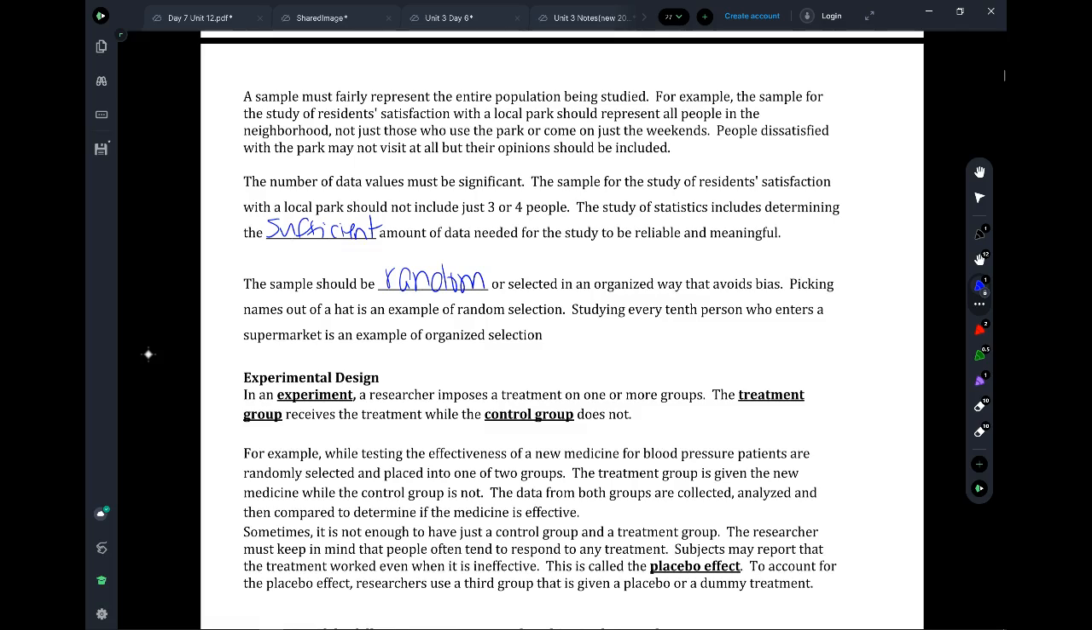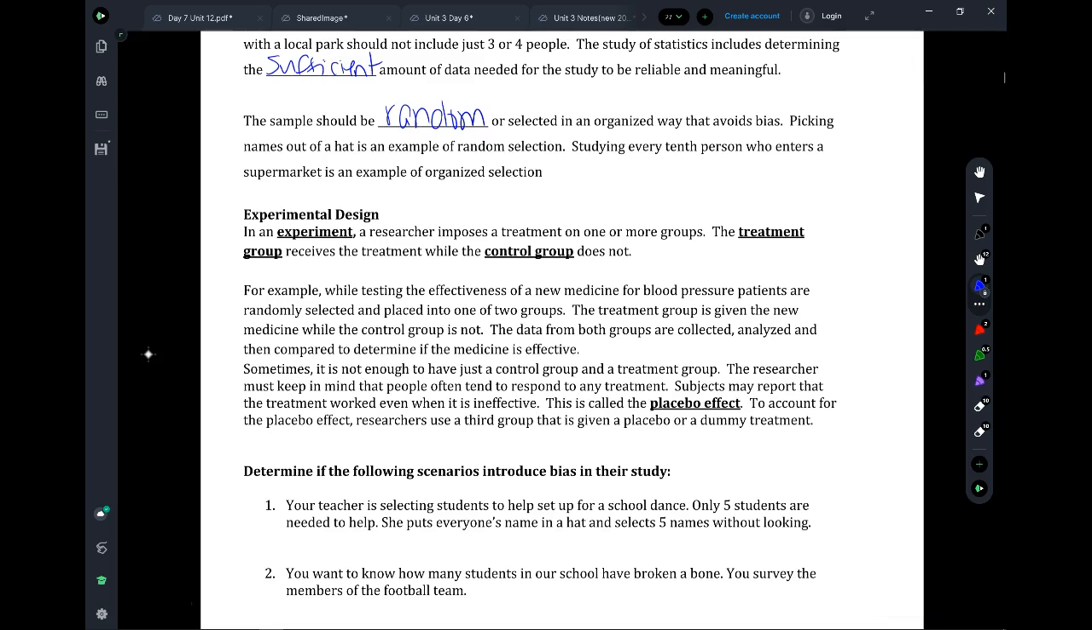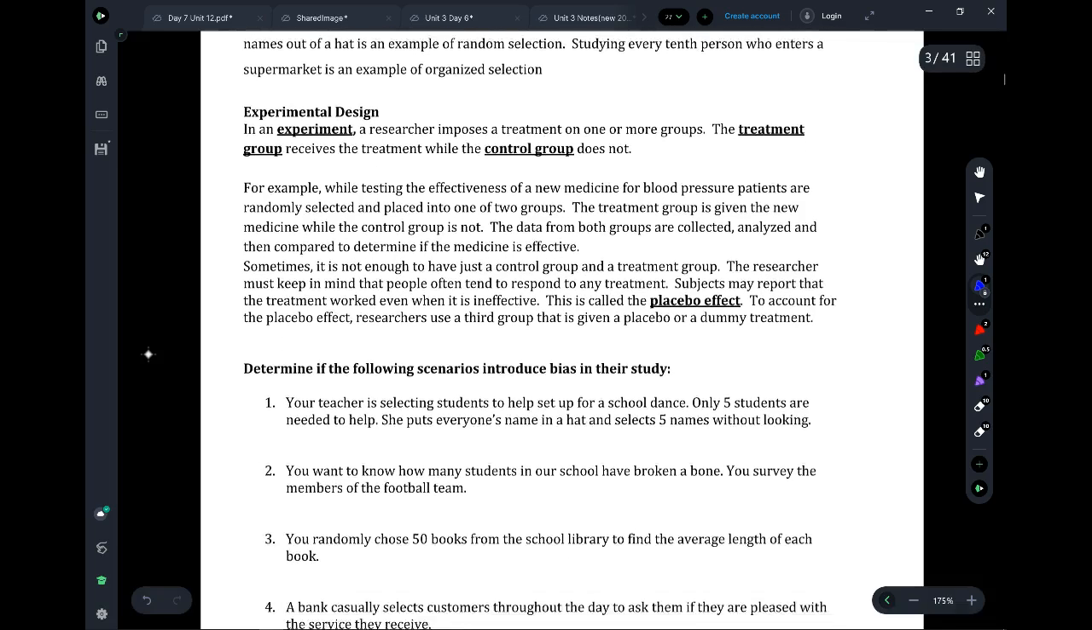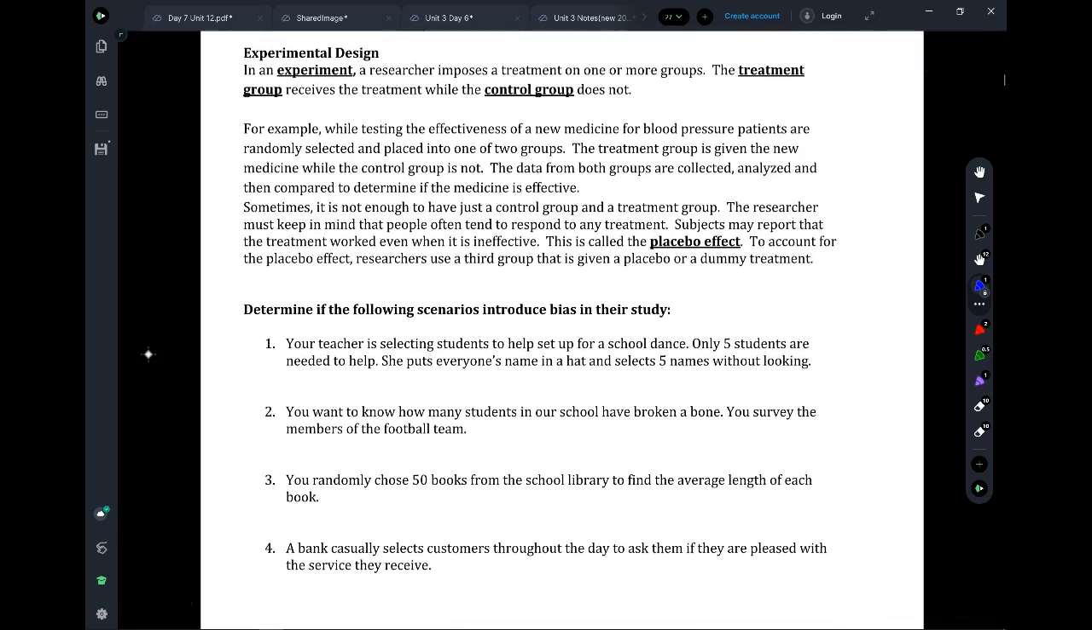Now, an experiment is slightly different. An experiment is not something about surveying or asking or anything like that. An experiment is where you impose a treatment on one or more groups. Usually you have a treatment group, and then another group is what we call the control group, and the control group doesn't receive any treatment. Sometimes while you're testing, let's say, the effectiveness of a new drug, people come in to do this experiment, and they're randomly split into 2 or 3 groups. But let's just focus on the 2 for right now.